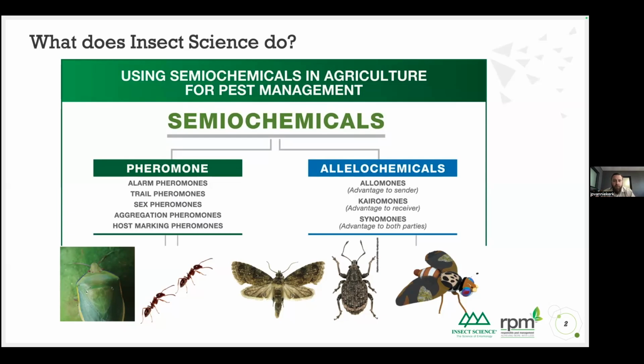Then we have allelochemicals. This is an instance like volatiles that the fruits or the plant will give off. What this does is indicate to the insect when the fruit or plant is susceptible for damage, and that's how they'll communicate with each other.